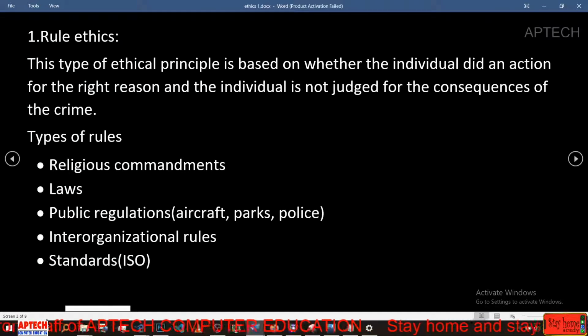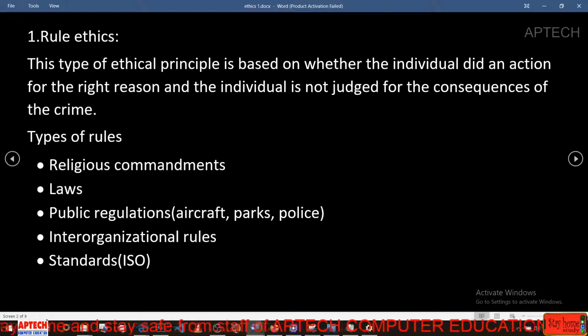So, rule ethics. This is a type of ethical principle based on whether an individual did an action for a right reason. The individual is not judged for the consequences of the crime, but is judged on whether he did the crime for the right reasons or for the wrong reasons. I hope you have understood me there.